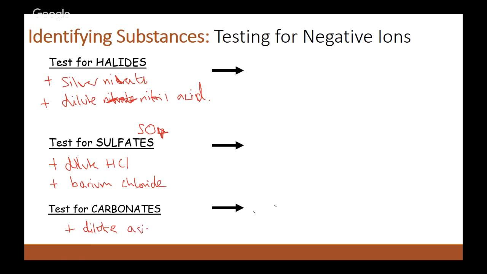So let's start off with the bottom one actually, because let's think about it. If we add acid to a carbonate, what gas are we going to make? We're going to make CO2. So if you have a carbonate and you add acid, CO2 will get given off, which turns lime water cloudy.